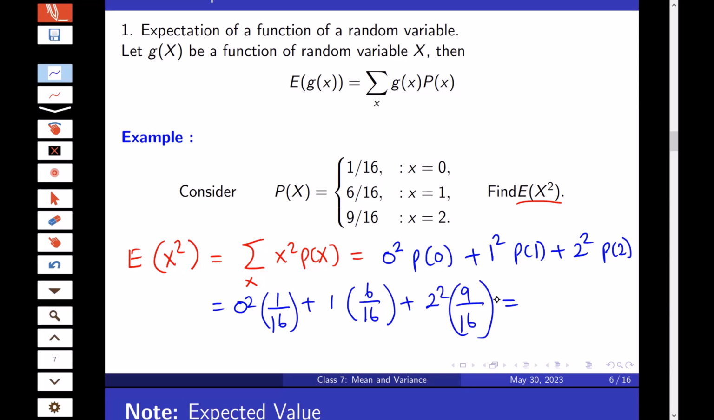Okay, so now you can use the calculator to find this answer. So you will get 21 over 8. You cannot simplify this one further, so I'm going to leave it this way, or you can put it in decimal form, but please use 4 decimal places. Both answers are accepted. So that's how you can find E of X square.